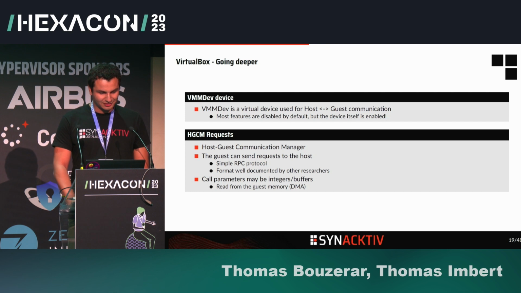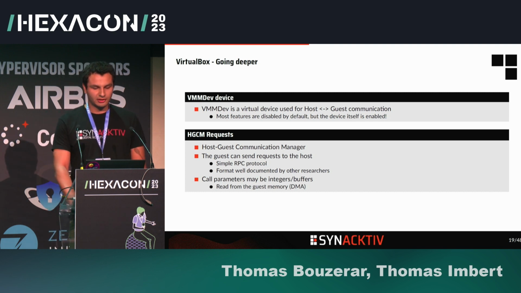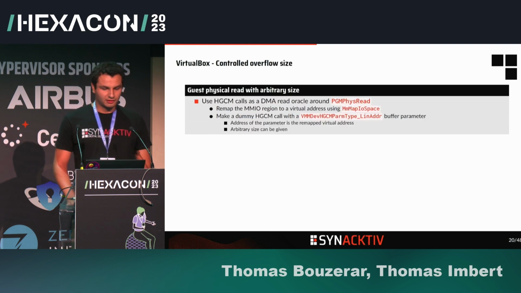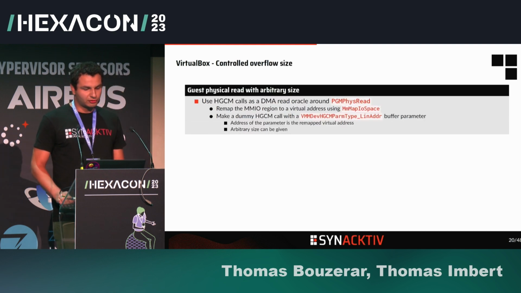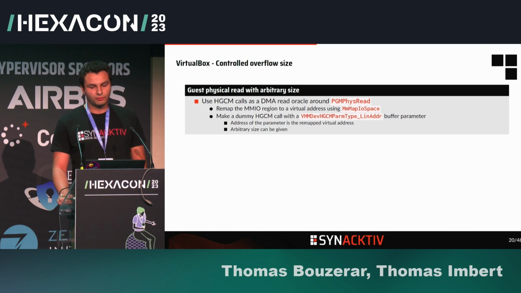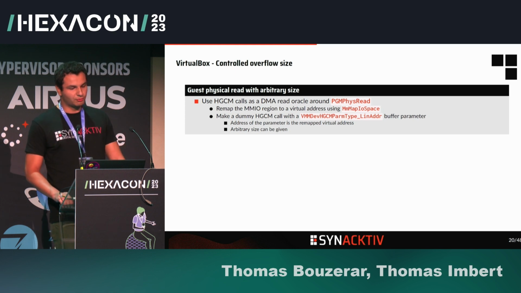And we have a few arguments that can be controlled in the HGCM request, because the call parameters may be either integer or buffers, and in case of buffers, they are read from the guest memory through DMA. So now we have a way to basically trigger our stack buffer overflow with a controlled amount of bytes. We just use an HGCM request.